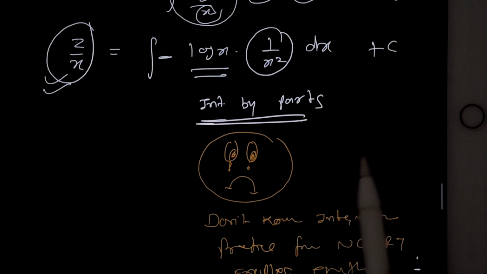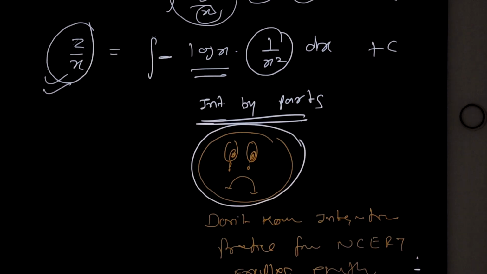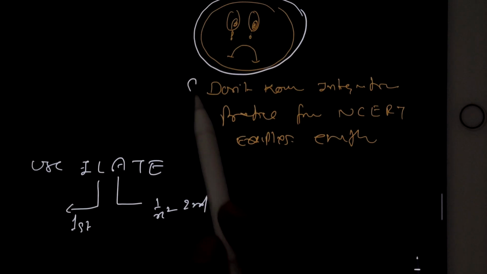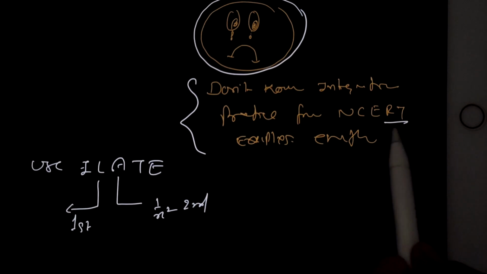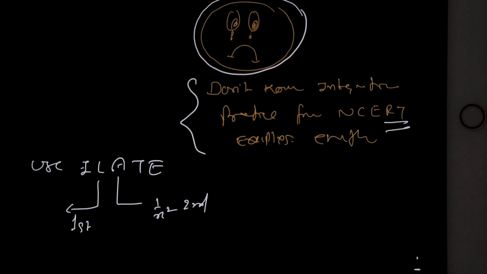Now integration by parts will come. Again you have to cry because you don't know integration. So again I'm telling you, practice integration. If you don't know integration, practice integration from NCERT examples, that will be enough. If you have not started yet, it will just take half an hour, 1 hour, just go through them. So integration by parts is nothing but apply this trick, ILATE.